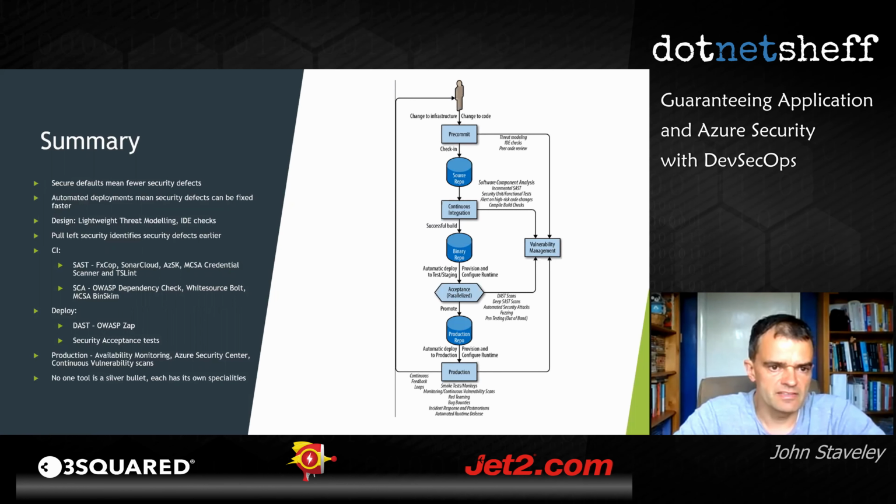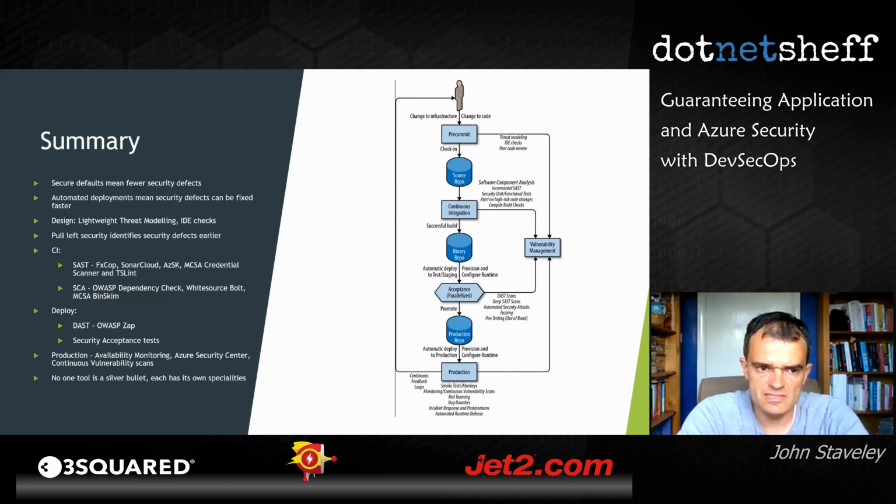We've looked at things we can do at the design stage: lightweight threat modeling, not a bureaucratic process, but something that provides real practical steps so you can secure your code. We've looked at IDE checks and what they can show you about your code before you even check it in. We're pulling security left, earlier in the process, as early as we can, so we can identify those security defects earlier where they're cheaper to fix.